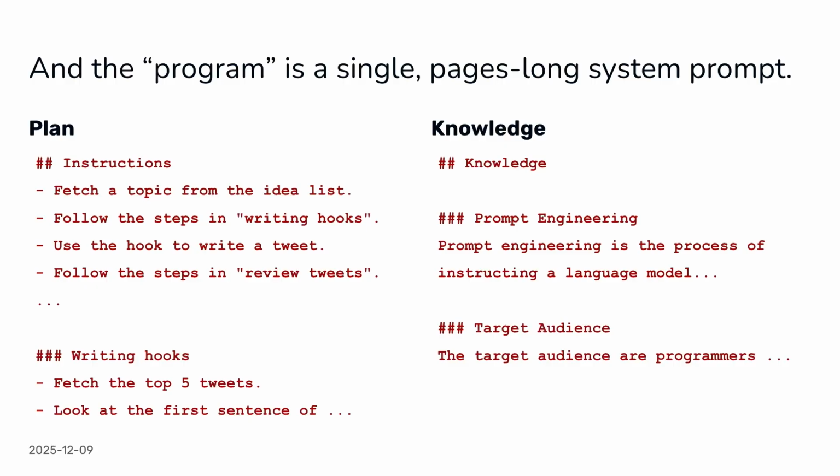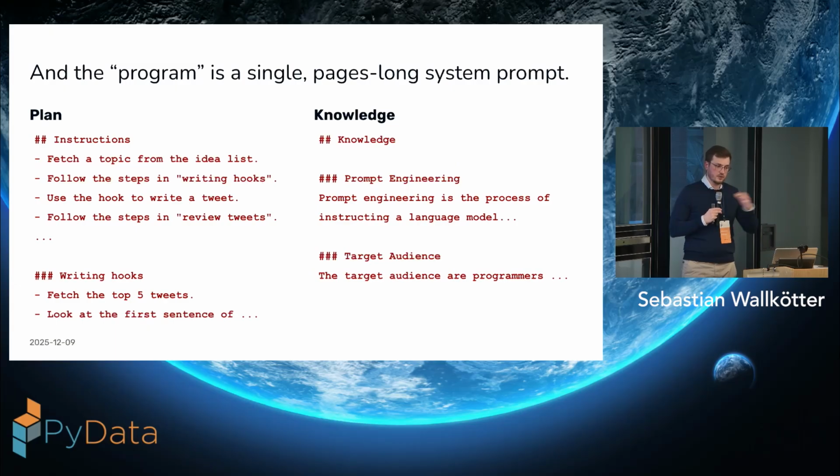One section on instructions and one section on knowledge. The section on instructions is literally just a bullet point list of do this, then do this, then do this. And if that gets really long, sometimes you will add subsections that have specific instructions singled out. Then instead of saying do this in your main instructions, what you say is follow the steps in this subsection. That's the instruction side.